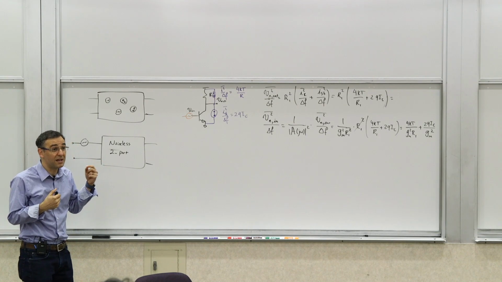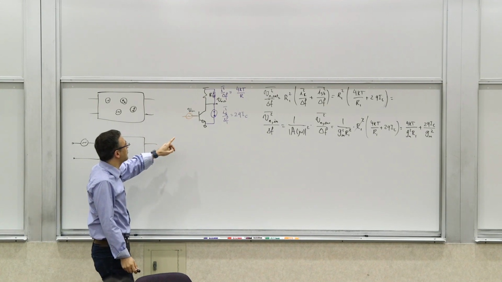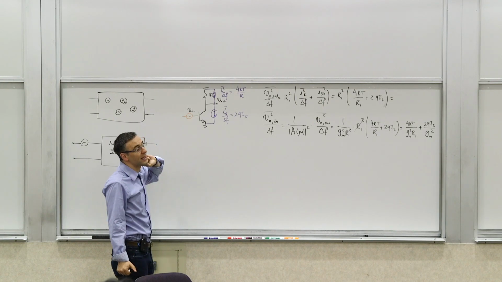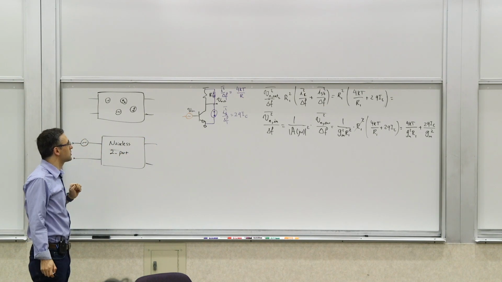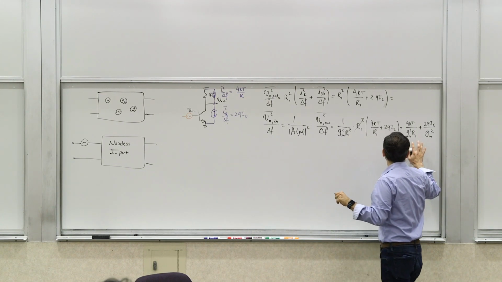Right? So when you do noise measurements, you have to really look at the output. But you can refer to the input, say, well, this is what the equivalent noise at the input would have to be to produce this thing. So now that we understand that, let's go to this.